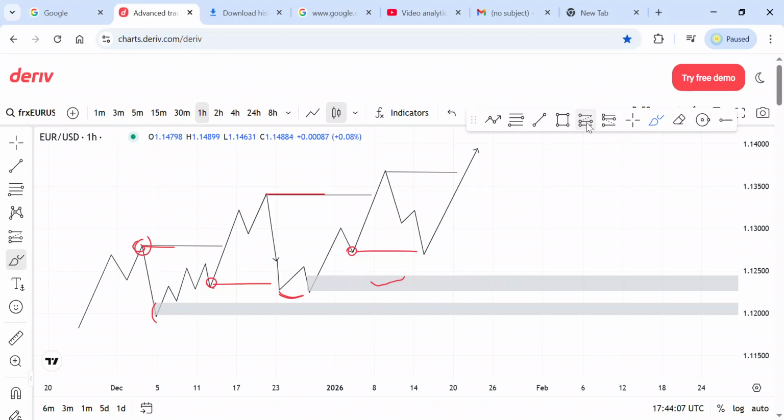Although I'm not saying market is not going to be coming back to your order block, yeah, market still comes back to the order block, but what I'm trying to say is that it is not every time.